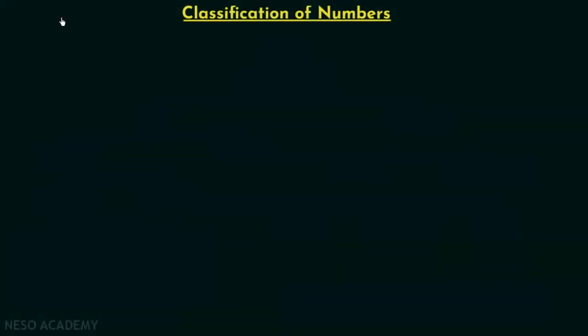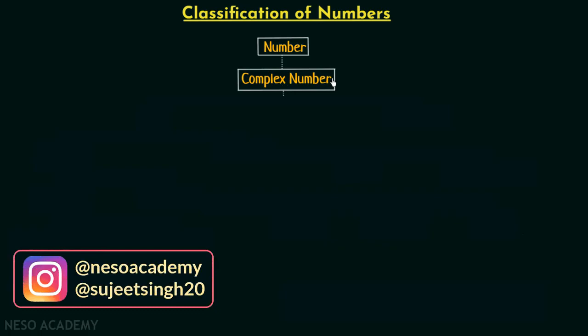In this presentation, we are going to have the classification of numbers, and this lecture is the first lecture of the chapter Number Systems. So let us move on to our discussion now. Whenever we have a number, we can express it in a complex number form. We all know that the complex number form is a plus ib, where a and b are the real numbers.